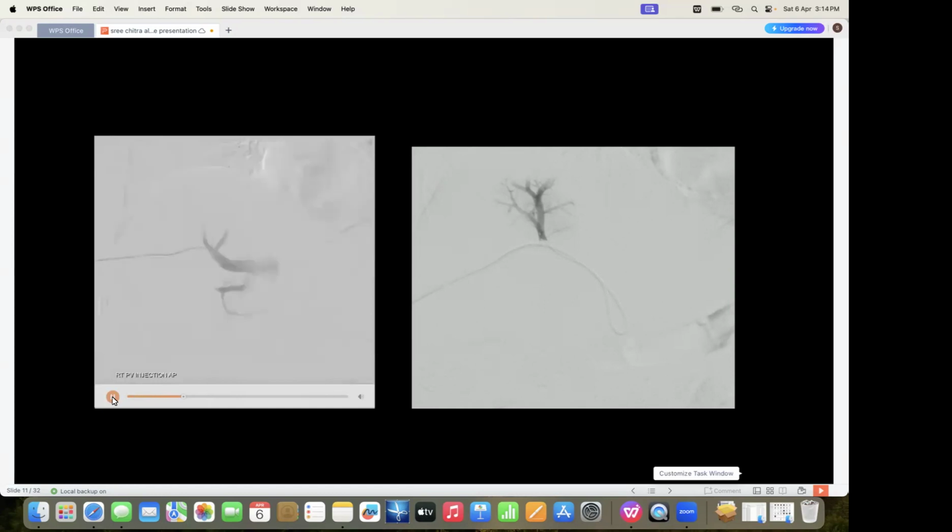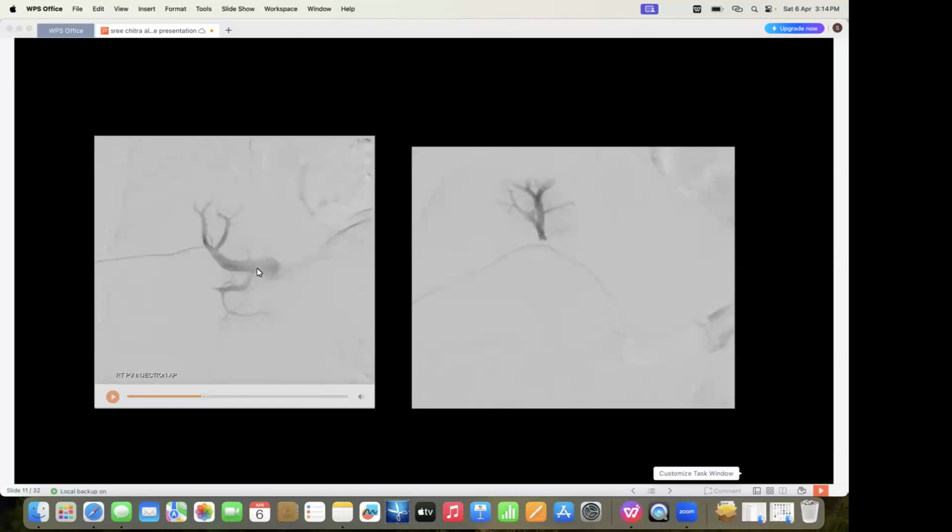So this is the right portal. First we took a 22 gauge Chiba needle, like how we puncture for PTBD bile duct puncture. We took a selective puncture of the right anterior segment portal vein using a 22 gauge Chiba needle, under ultrasound guidance and under local anesthesia. Even sedation was not given.